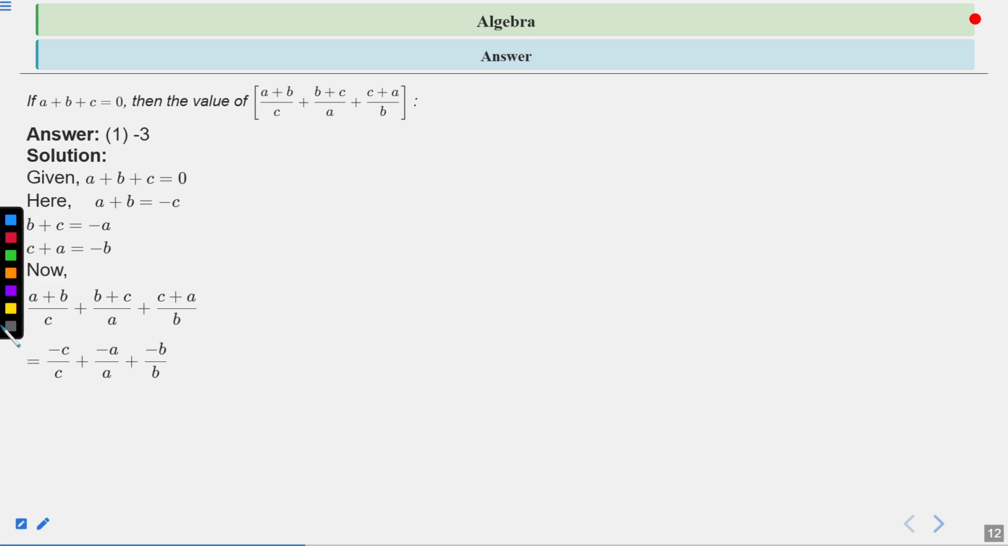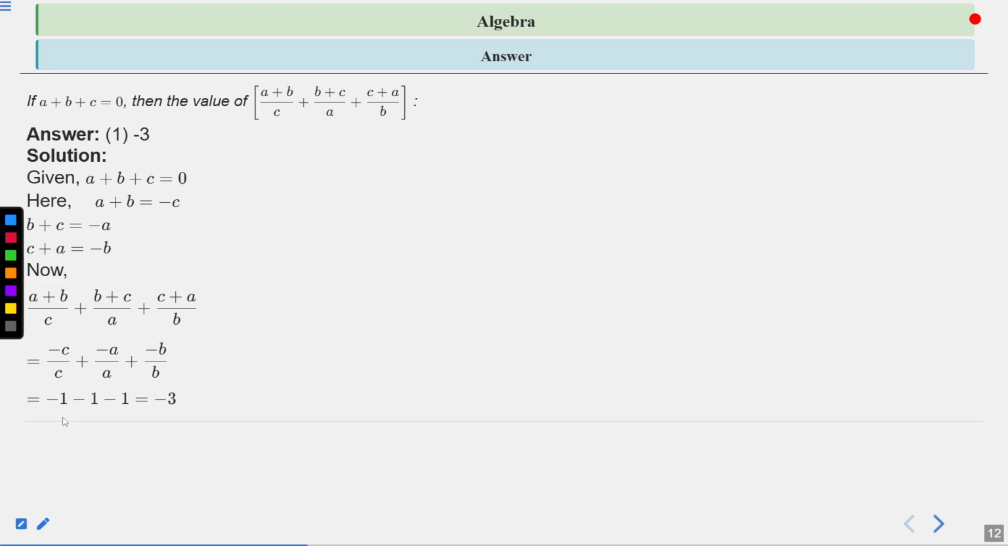When we replace the values, we get minus c upon c plus minus a upon a plus minus b upon b, because a plus b is minus c. So replace it, we get minus c upon c. Same way, b plus c is minus a, so we get minus a upon a. Same way, c plus a equals minus b, so we put the value and get minus b upon b.